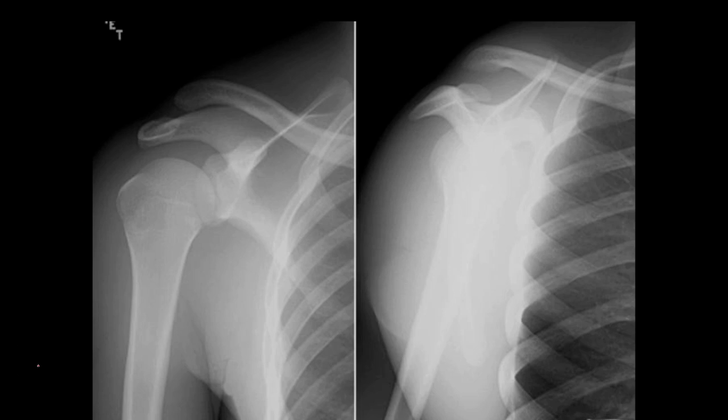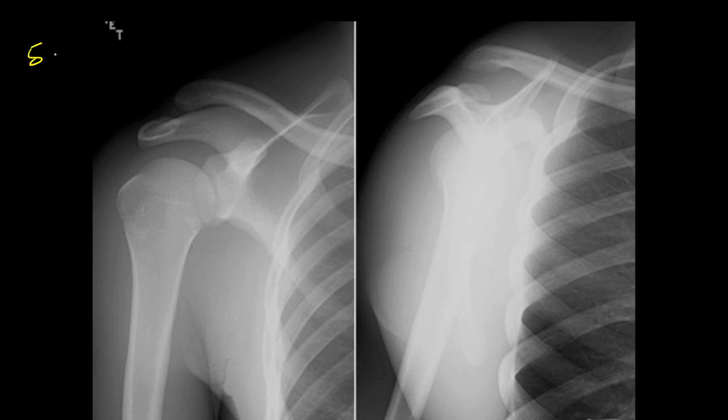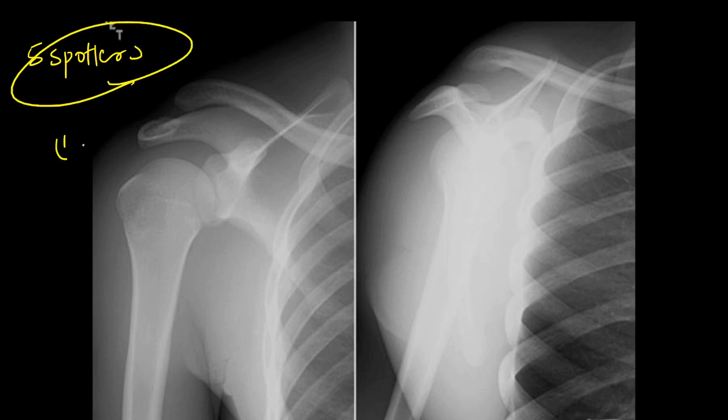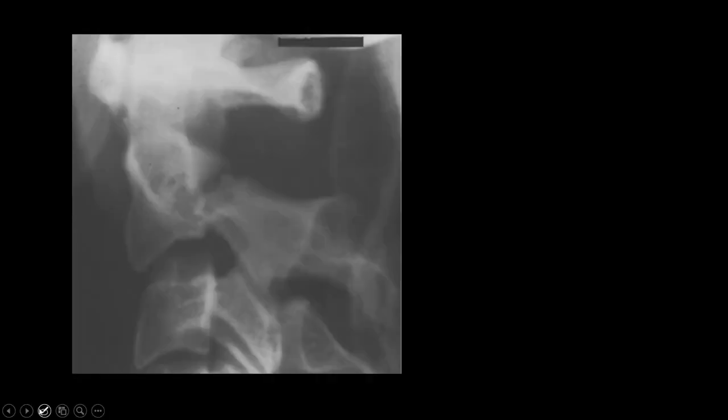So guys, let us try to identify these 5 spotters in radiology. So this is the spotter number 1. Spotter number 1. Have a look at this X-ray of the right shoulder. This is the first X-ray. Moving on to the next X-ray. This is a lateral X-ray of the cervical spine.